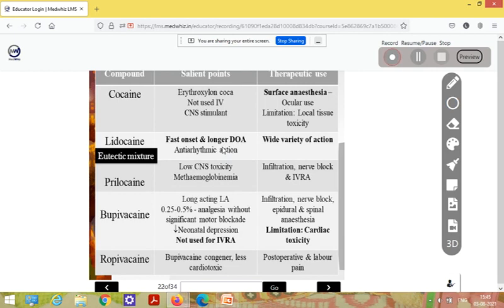Other than its local anesthetic use, it is used as an antiarrhythmic drug, which I was telling you, a class 1 antiarrhythmic drug used for the treatment of ventricular tachycardias, and it has a wide variety of actions. I'm going to enumerate a few of them.